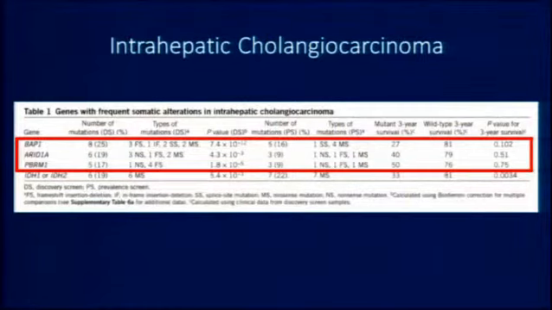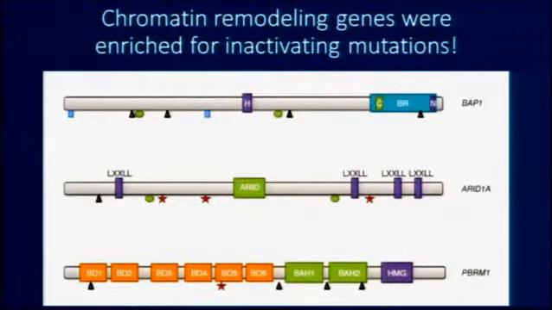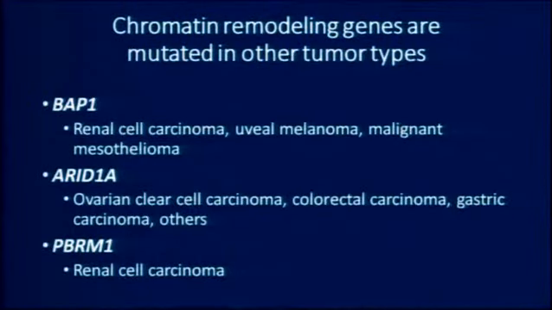Again, here is a schematic of the 3 genes, BAP1, ARID1A, and PBRM1. You can see the mutations indicated below each gene. They're spread throughout the sequence. You have missense, but you also have nonsense, splice site, and frame shift. So these have the classic mutation pattern of tumor suppressor genes.